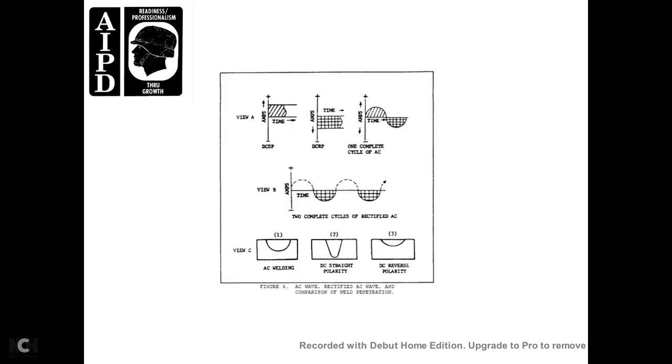Figure 3 shows the AC and rectified AC wave comparison of the weld. AC welding: direct current straight polarity, direct current reverse polarity. View A: direct current straight polarity, amps and time, direct current reverse polarity, one complete cycle of the AC. And view B: amps, time, and two complete cycles of the rectified AC.